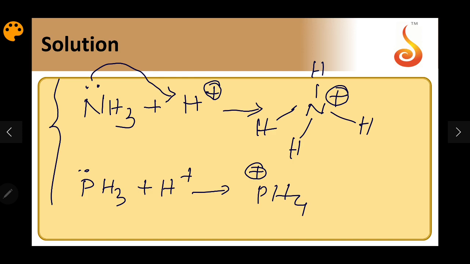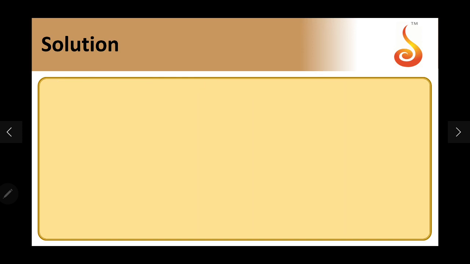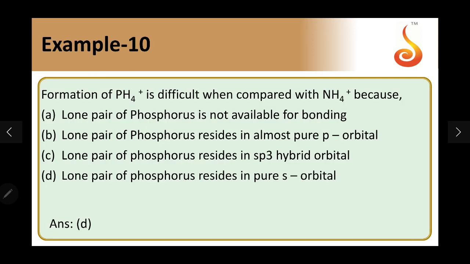As we know, as we go down the group, in group 15 the involvement of pure p orbitals is increasing in bonding. So phosphorus predominantly uses pure p orbitals for bonding, and hybridization is decreased. As we go down, hybrid orbitals are not involved, pure p orbitals are involved. As a result, the lone pair of phosphorus is not available for bonding. I can't say it is not available at all. It is difficult to get, so it is not a correct statement.